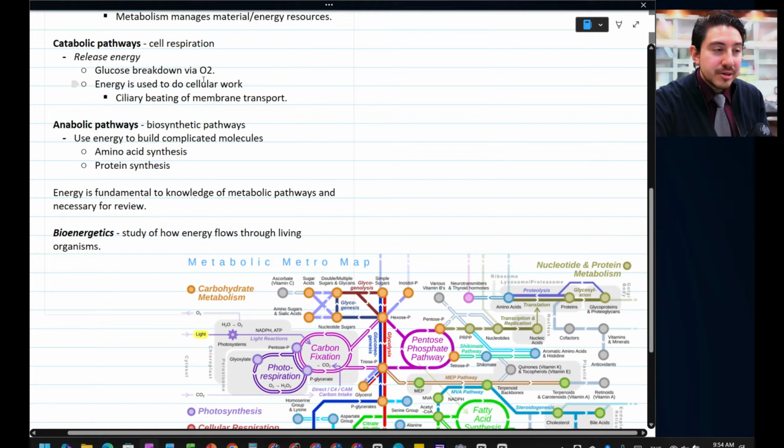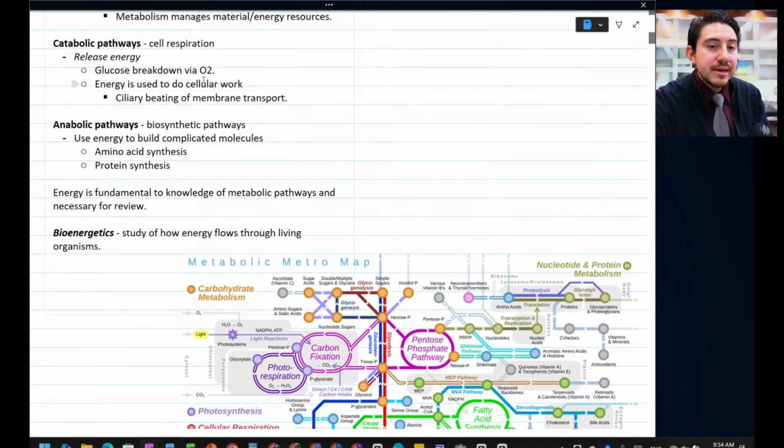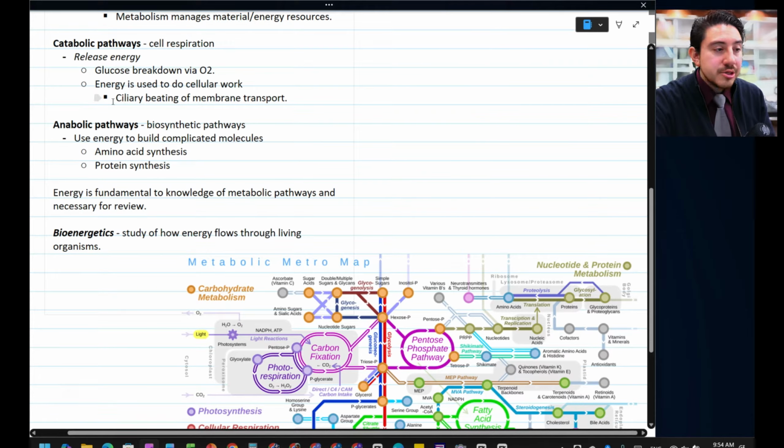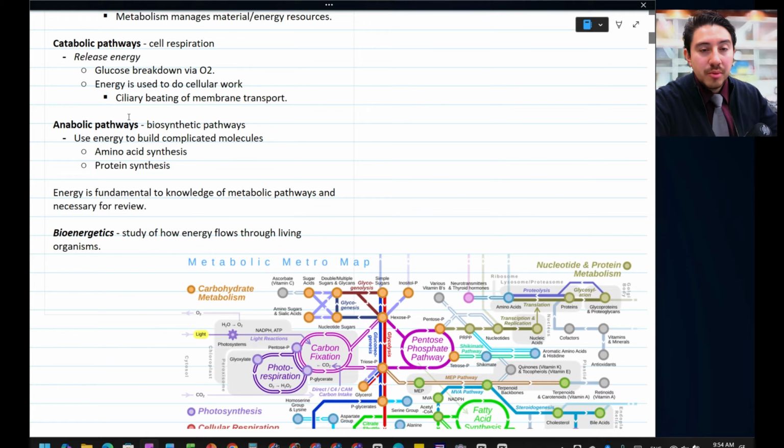A very complex series of reactions and pathways. We're going to see that in the later chapters. Of course, you need energy to do some of these reactions, ultimately to produce ATP. Okay, an example of where you would see this: muscle contractions, cilia beating, and membrane transport.